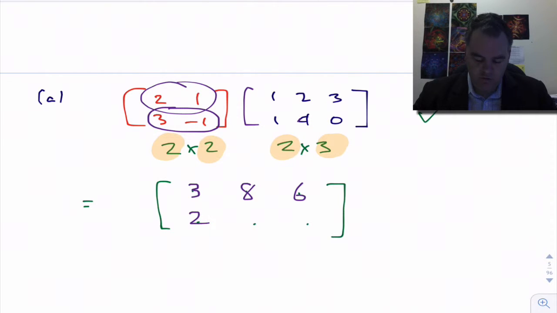6 minus 4, 2. And once more for the last one, turn it on its side, we get 3 times 3, 9, plus negative 1 times 0, which is 9. There is the result of doing B times A. Notice AB wasn't even possible, but we have got an answer for BA here.